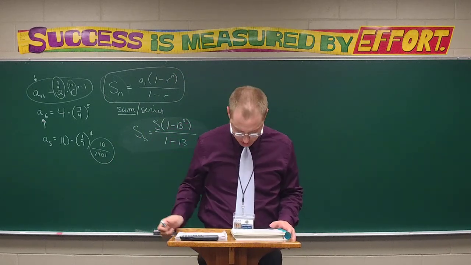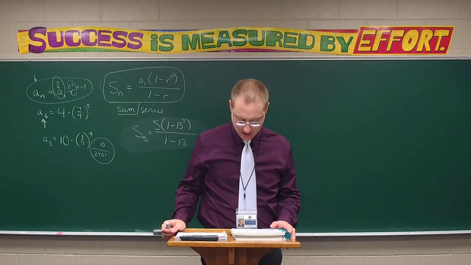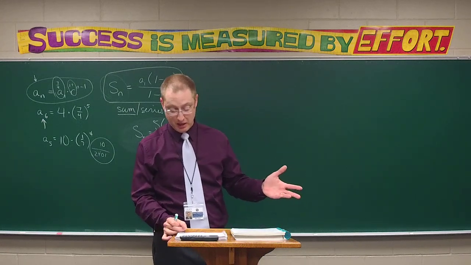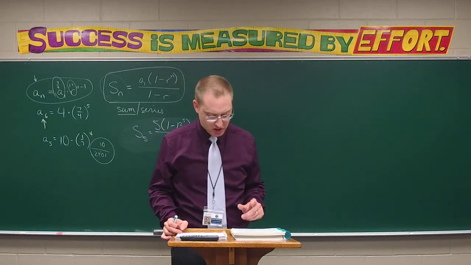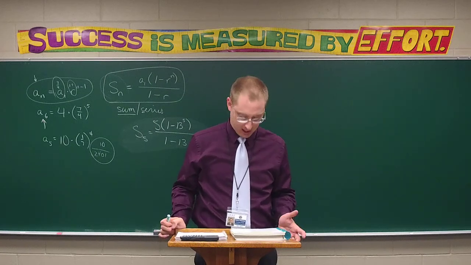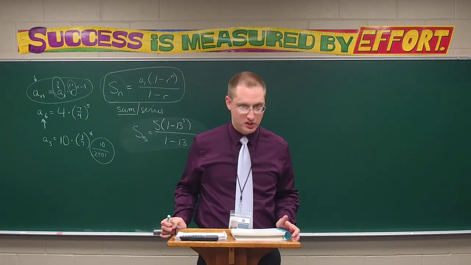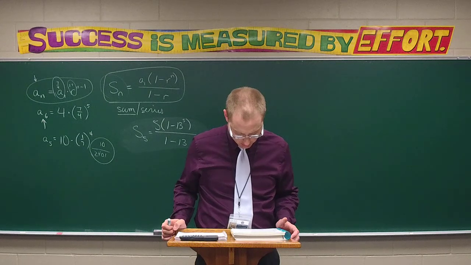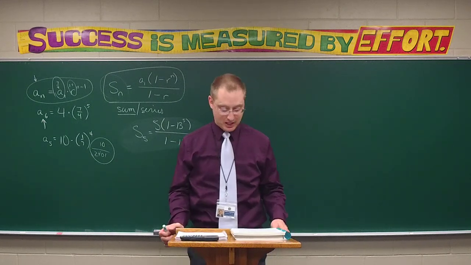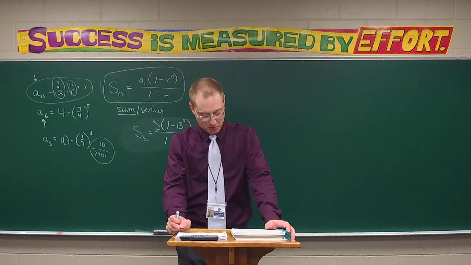All right, number 10. Again, first 5 terms. 13, 52, 208. Obviously, first term, class, a sub 1, 13. What's the common ratio, r? 4 again. And we plug that in. What do we get for the sum, Abby? 4,433. And then the next one's fun because we got the first 10 terms.